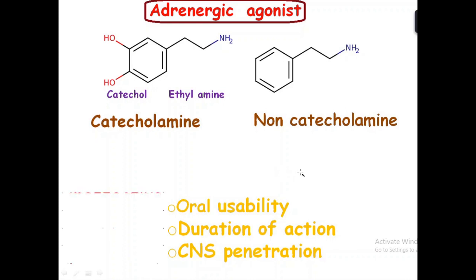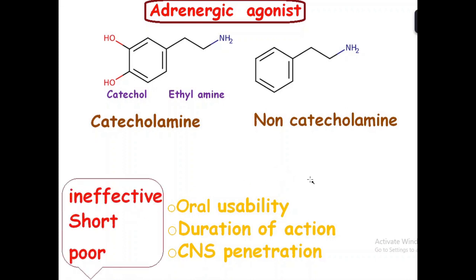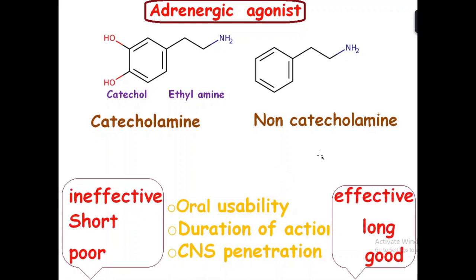Now, on the other hand, we have non-catecholamines which lack the hydroxyl groups, and because of that, they are not a good substrate for COMT, and they are metabolized by monoamine oxidase very slowly. As a result, non-catecholamines can be given orally. They have a much longer duration of action, and because they are less polar, they also penetrate into the CNS fairly easily.